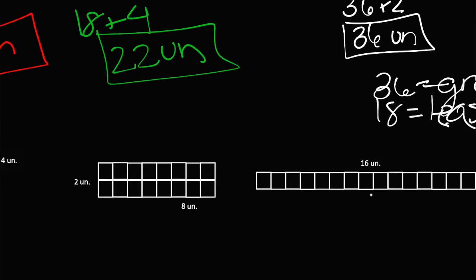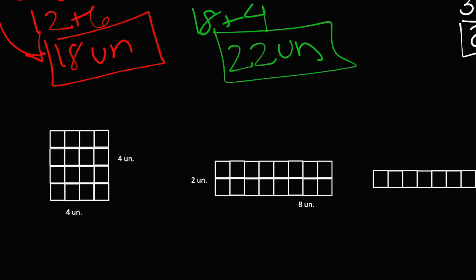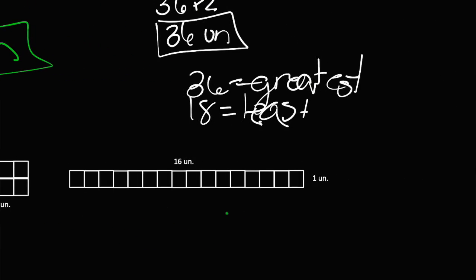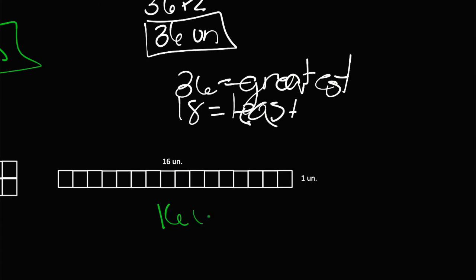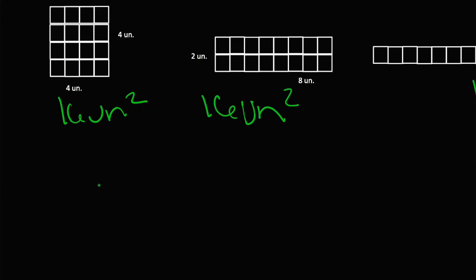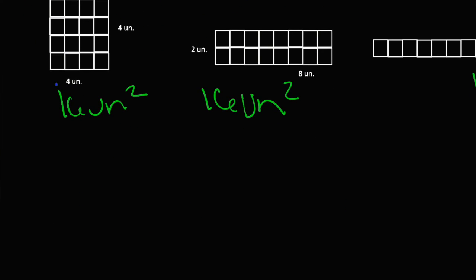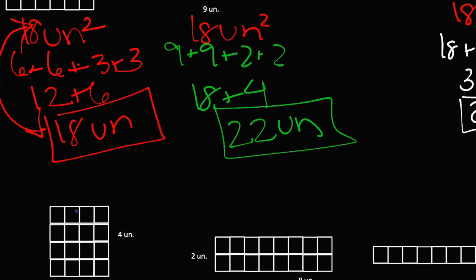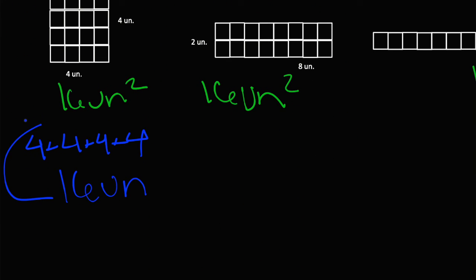So let's do our next one. Again, I can see that they have the same area. 4 times 4 is 16 units squared, and 8 times 2 is also 16 units squared. And here we have 16 times 1, which is 16 units squared again. But we need to find our perimeter now. So we're going to do 4 plus 4 plus 4 plus 4. That's also going to be 16 units. That's kind of cool. Like this one, we had 18 and 18. Here we have 16 and 16.